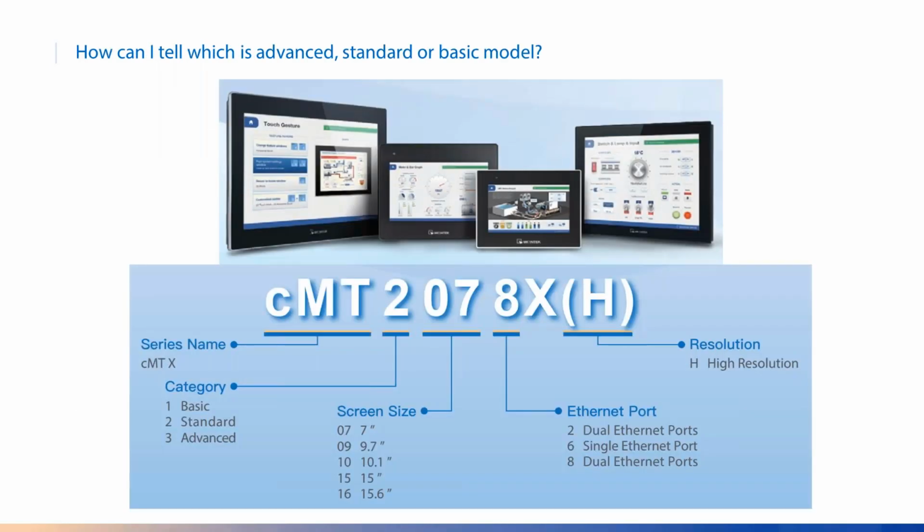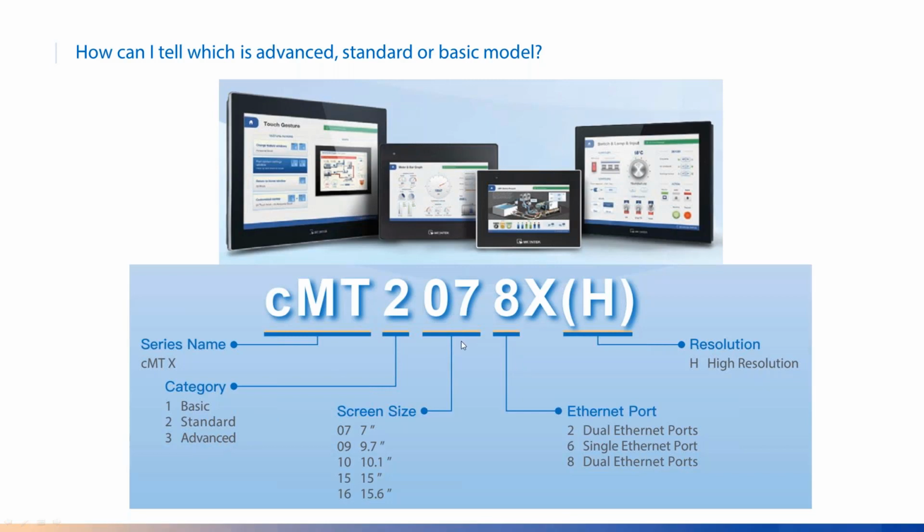Okay, so how can you tell which cMTX is an advanced, standard, or basic model? You can tell by the name here. If you see a model name with cMTX, it means this is a cMTX series. The first digit shows which model it is. If the first number is 1, it is a basic model. If it is 2, it is a standard model. If it is 3, then it is an advanced model.